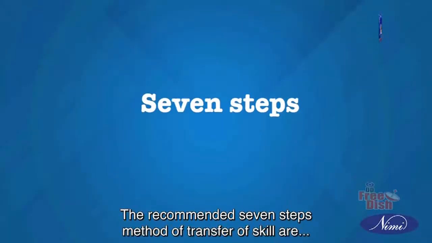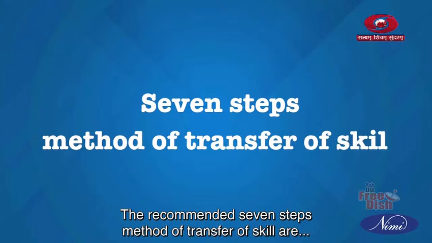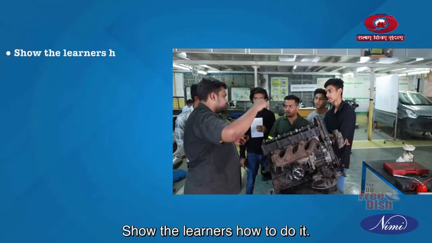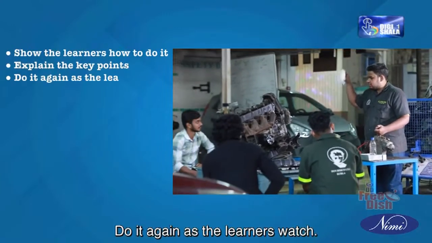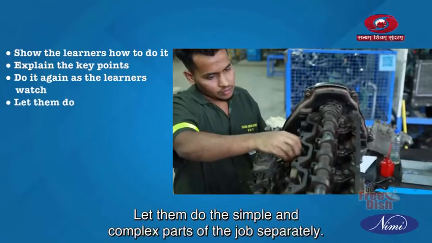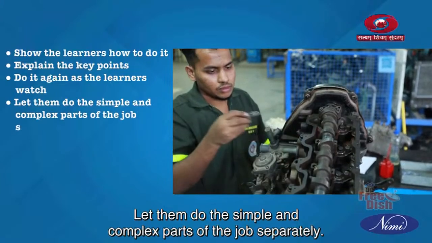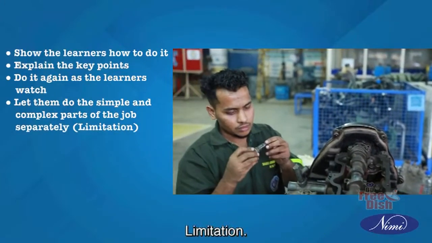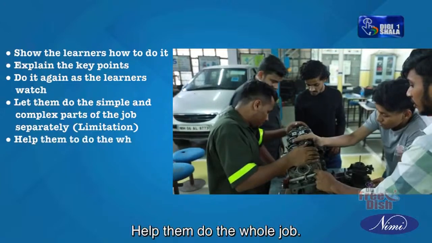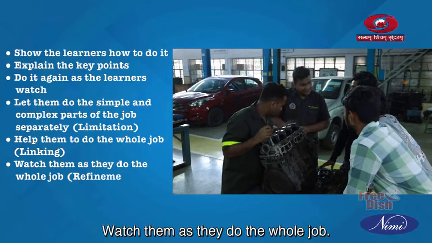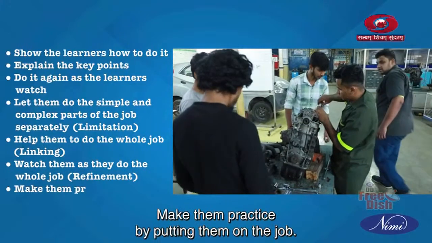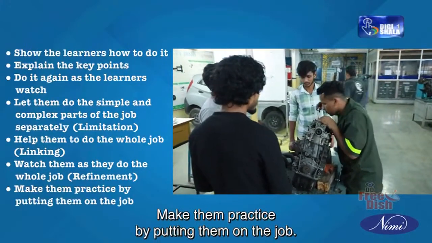The recommended 7 steps method of transfer of skill are: show the learners how to do it, explain the key points, do it again as the learners watch, let them do the simple and complex parts of the job separately. Limitation: help them do the whole job. Linking: watch them as they do the whole job. Refinement: make them practice by putting them on the job.